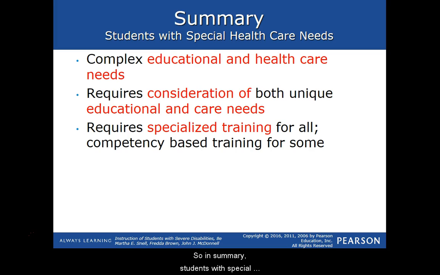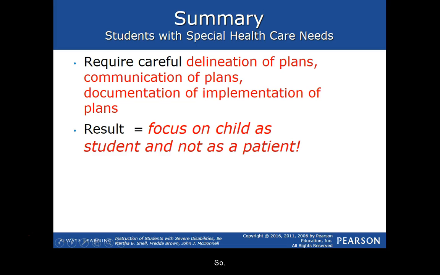So, summary. Students with special healthcare needs have complex needs. They require consideration of both unique educational and care needs, and specialized training for all, and competence-based training for some. So these students require careful delineation of plans, communication of those plans, and documentation and implementation of those plans. Result is you focus on this child as a student and not as a patient. You're acknowledging their patient role, but you focus on them as a student.